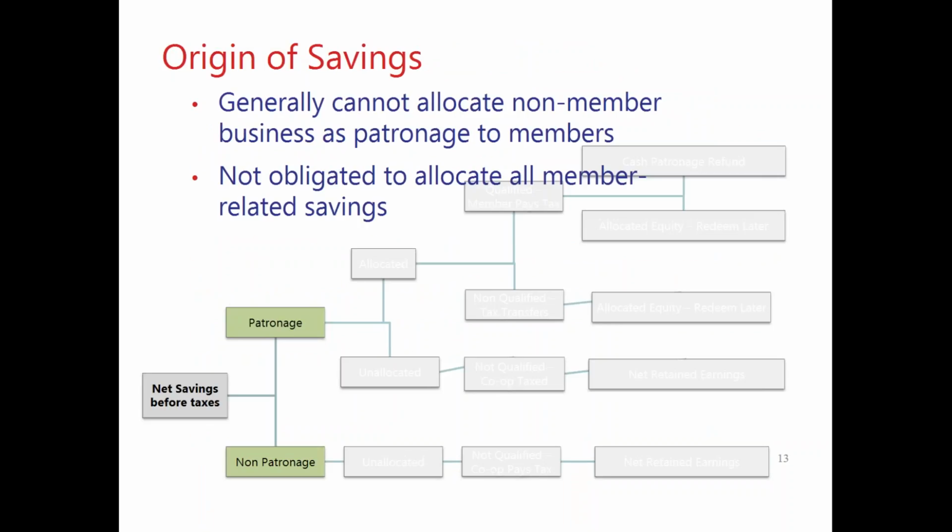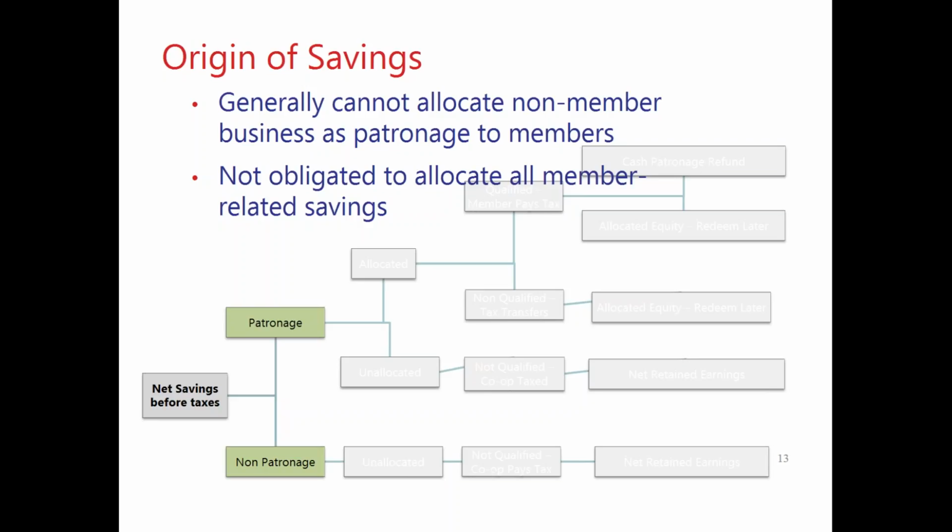So here's this co-op. It knows its origin of savings, and there the gray bar, the gray box is correct. These are net savings before taxes, before bonus depreciation, before those types of deductions, and it knows some of that is patronage or member-based or eligible for it, and some is not. Generally speaking, you cannot allocate non-member business as patronage to members. Now, technically, you can, and no co-op does this because it would be taxed twice. It would be taxed at the co-op level and at the member level, just like regular corporations are taxed twice in their profits. That would be the default.